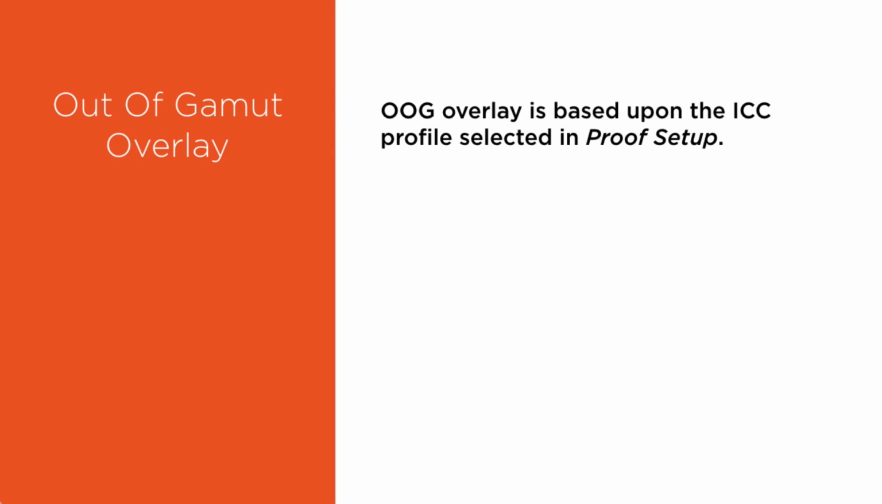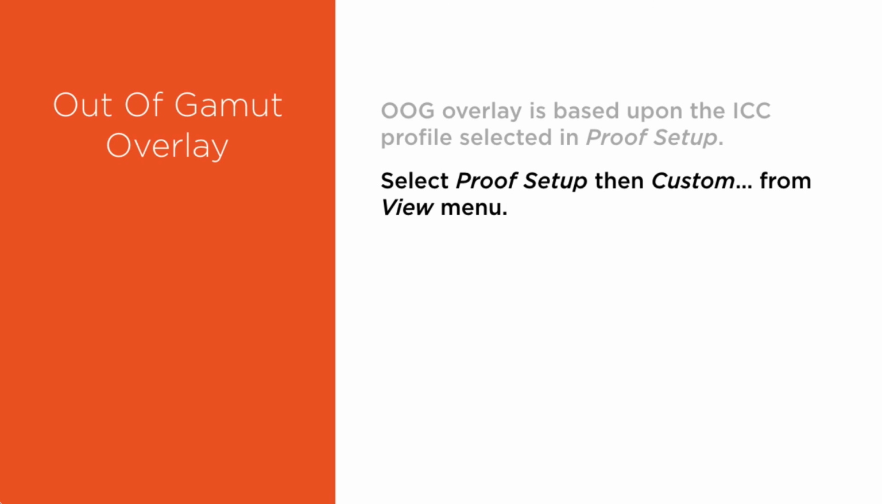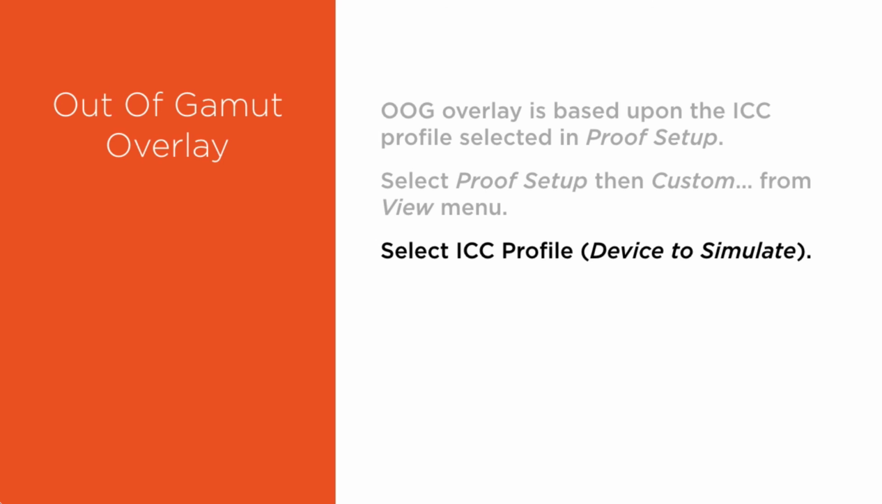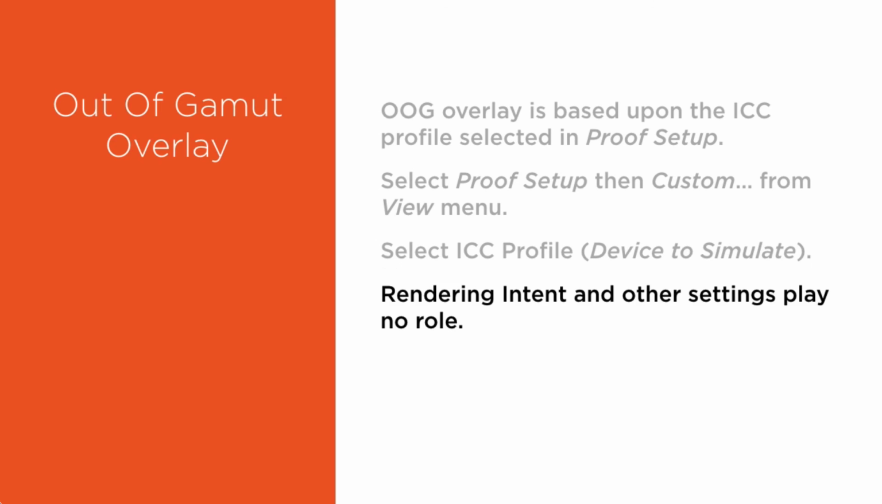Talk about the Out of Gamut Overlay. It's based on the ICC profile that you pick in your proof setup, but it's not really useful. You select the proof setup from the custom menu. You select the ICC profile that you want to use in the device to simulate. You'll also notice that the rendering intent plays no role with the out of gamut colors. That's why I recommend soft proofing.